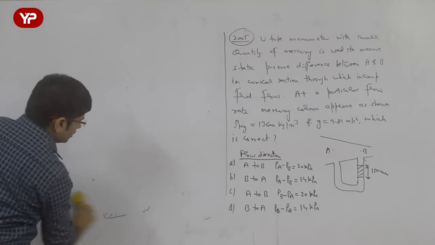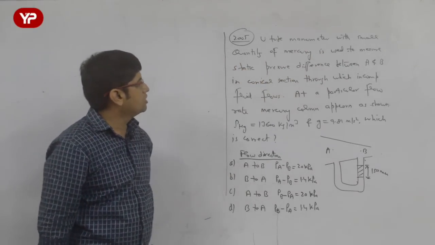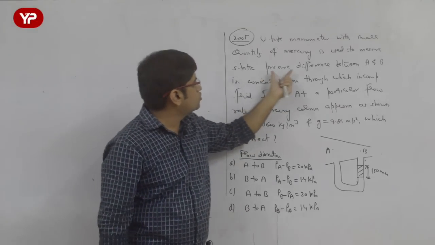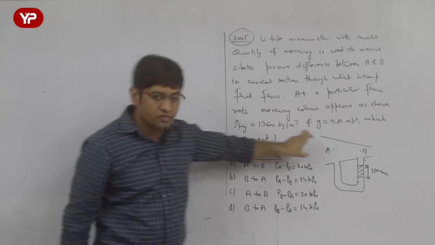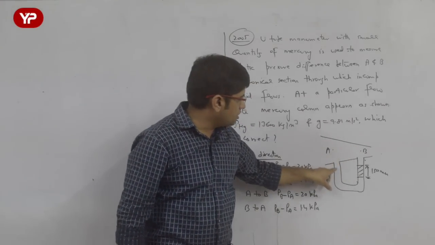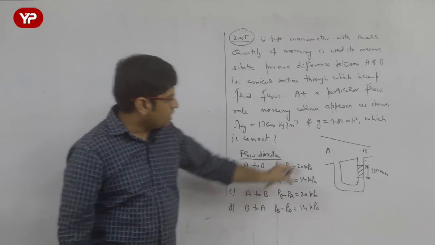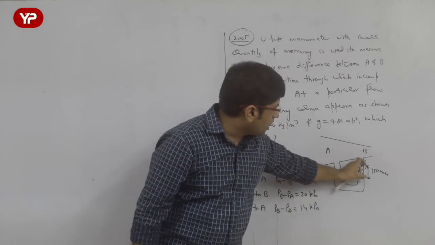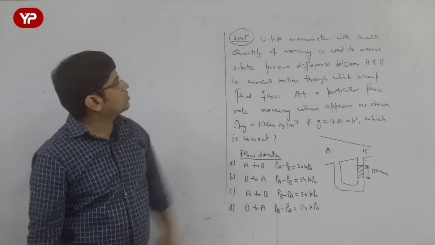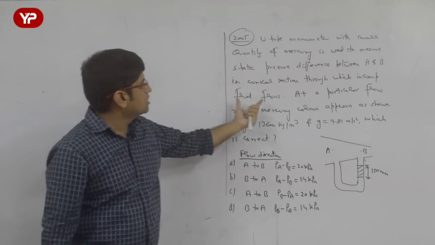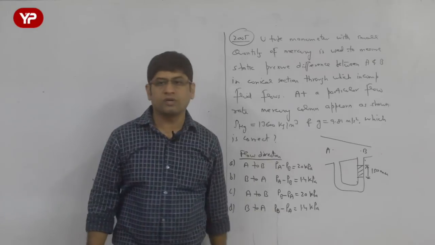In this question, a U-tube manometer with a small quantity of mercury is used to calculate the static pressure difference between A and B in the conical section. So we are given a conical section, and in the U-tube manometer the limb difference of mercury, the height of that mercury, is 150 millimeter. At a particular flow rate, the mercury column appears as shown in this diagram.